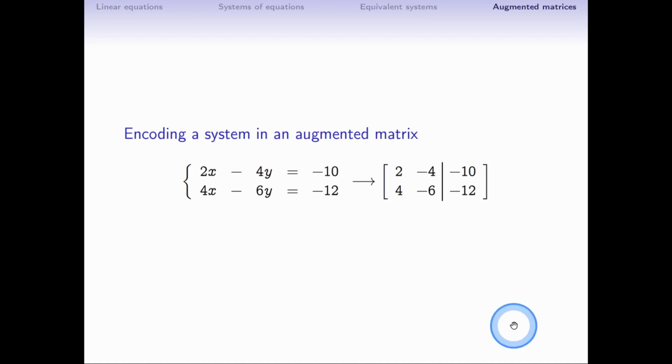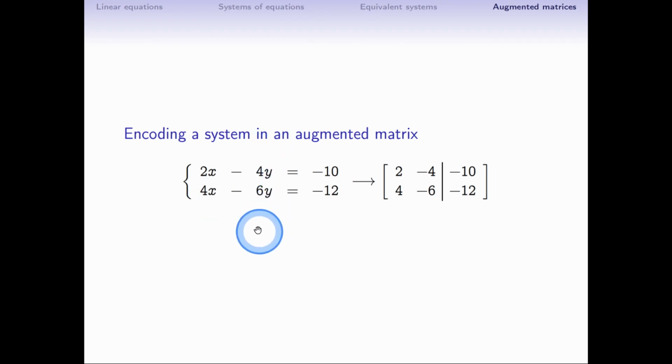Let's take a look at this example here. Here I've got two equations and two unknowns, and before I encode this system in an augmented matrix, I just have to make sure that a couple of things are in place. I want all the variables to be on the left and the constants to be on the right. Next, I want to make sure that my variables are stacked in columns. So I'll have a column for the x variable and a column for the y variable.